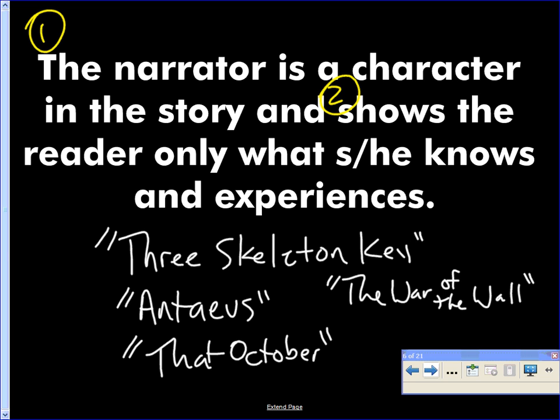When you're talking about perspective, you should always talk about who the narrator is. So in 3 Skeleton Key, it is one of the tenders, the tender of the lighthouse. In the War of the Wall, we have an unnamed narrator. And remember, we would use narrator to refer to that person. In Antaeus, we also have an unnamed narrator. And in that October, we have Rudy.